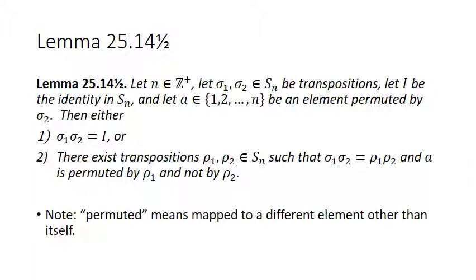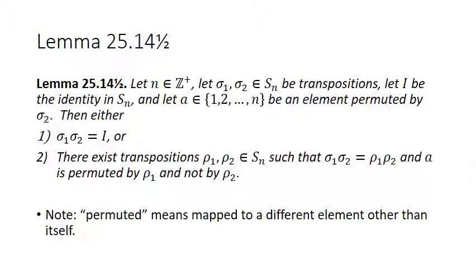Okay, then the result of the lemma is we have one of two things. So either sigma 1 times sigma 2 is the identity, or there exist transpositions rho 1 and rho 2 in Sn, such that sigma 1 sigma 2 equals rho 1 rho 2, and A is permuted by rho 1 and not by rho 2. Okay, so this is a little bit complicated and technical, but this would be really, really helpful in proving the next theorem.